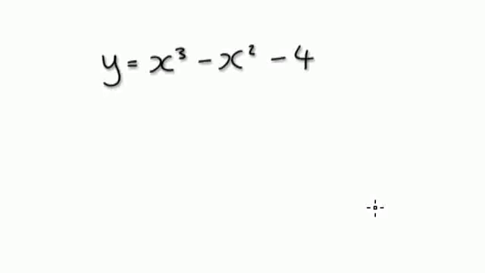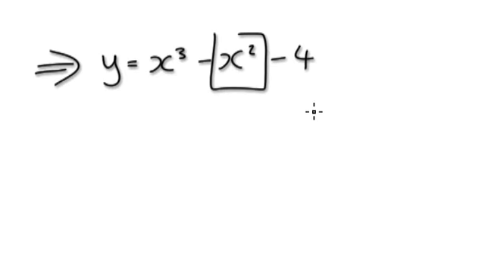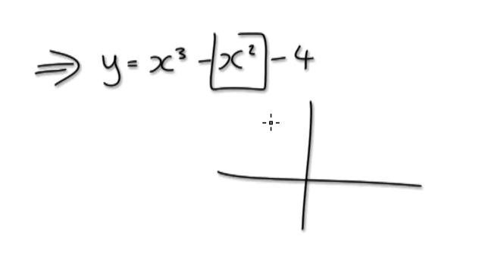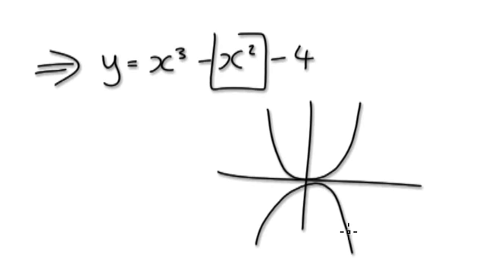Okay, let's give you guys some practice. Try to sketch this graph here. And remember, when you have minus x squared, well, x squared will look something like this, and minus x squared will be the upside down of that thing.